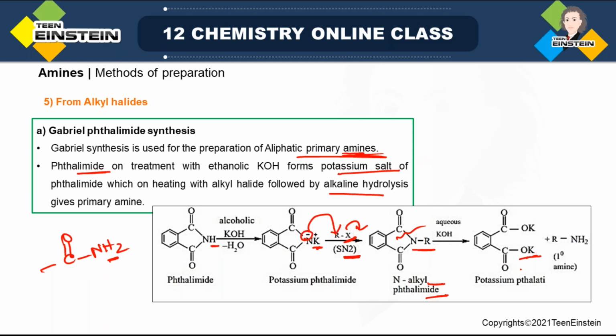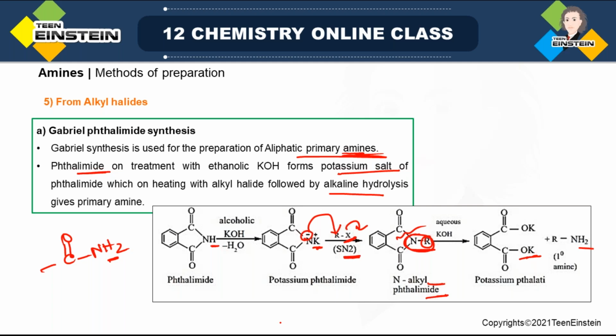So ultimately we are getting the potassium salt of phthalic acid. This is actually phthalic acid, and from phthalic acid we get the term phthalimide. 2 CO2H at ortho position, and this R is removed with this N. So this total part is removed as RNH2. Okay. So this is known as Gabriel phthalimide synthesis.